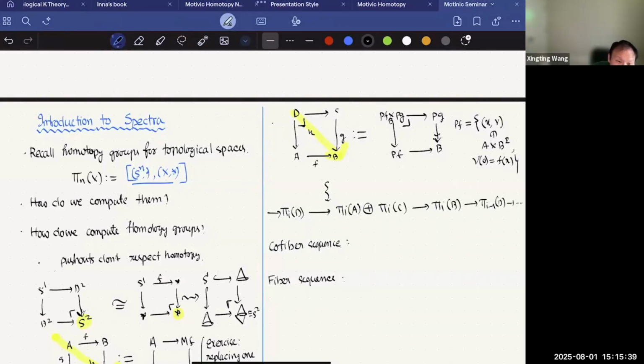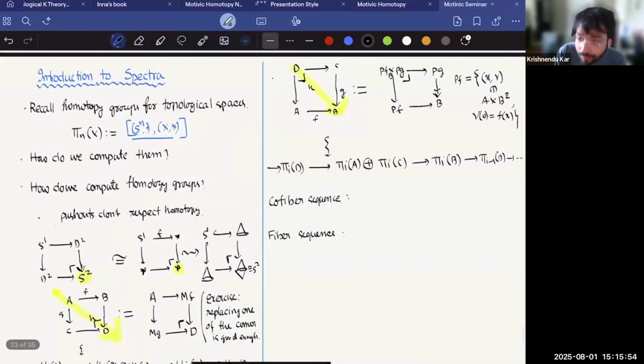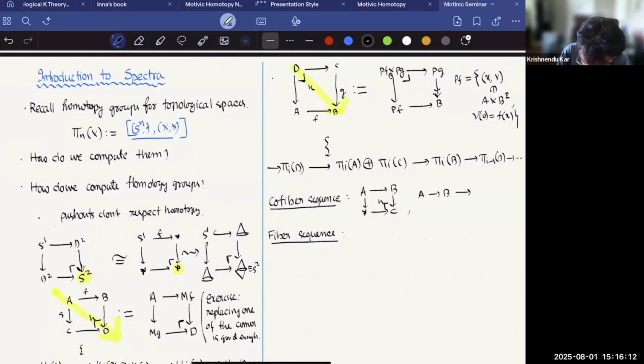Now, there are two explicit types of homotopy pushouts and homotopy pullbacks we will particularly care about, and those are called co-fiber sequences and fiber sequences. And those are more familiar to you. So a co-fiber sequence is a pushout where one of the corners is pointed. That's it. Then A, B, C is called a homotopy co-fiber sequence.